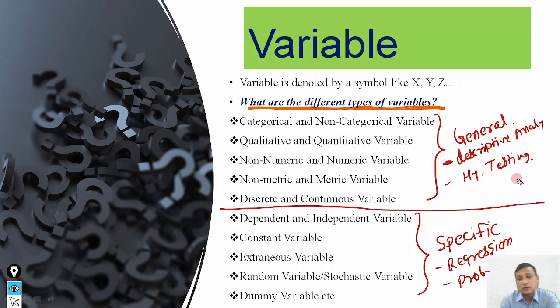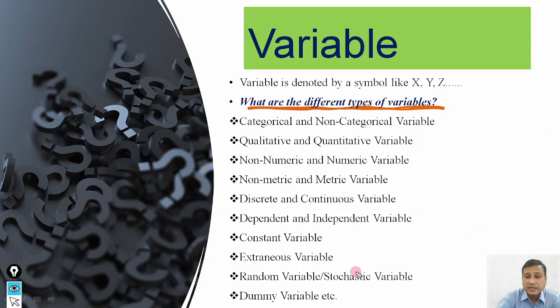What I mean to say is, if you know the meaning of these variables, that is enough for going into the descriptive analysis and the hypothesis testing part. But if you are going for regression and probability, then there is a real need to understand the meaning of all these different types of the variables. Anyhow, we are going to see the meaning of each and every type of the variable listed here.